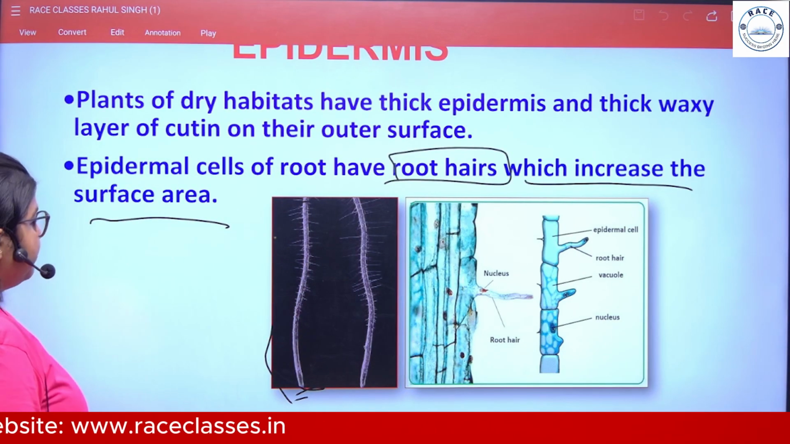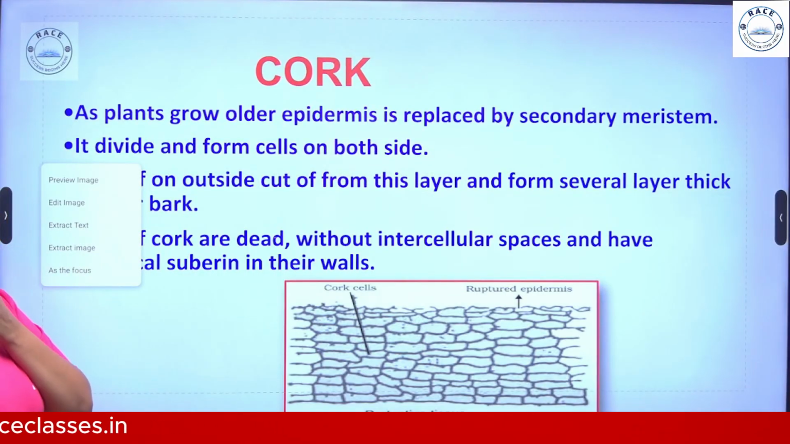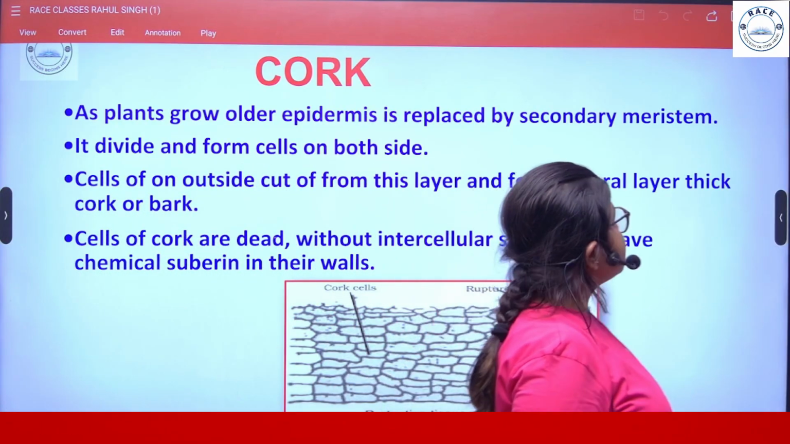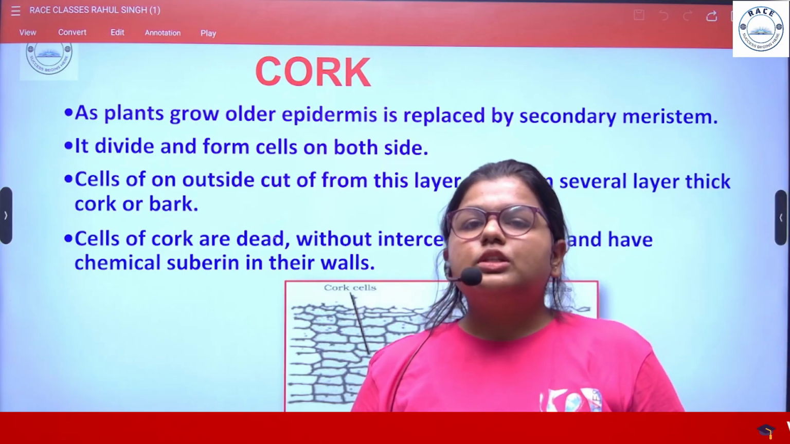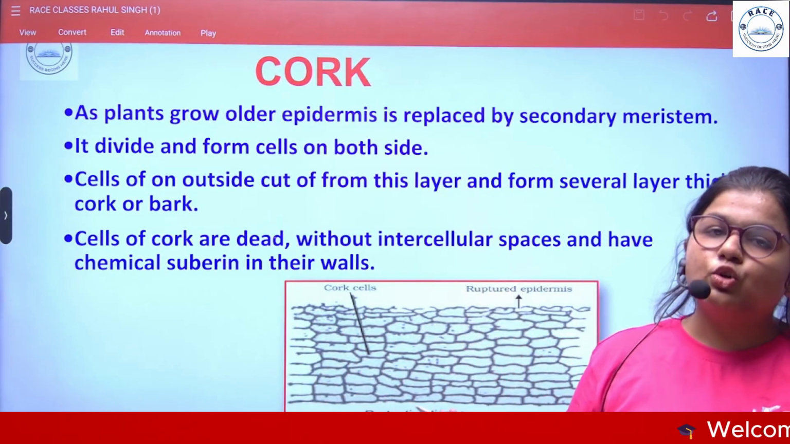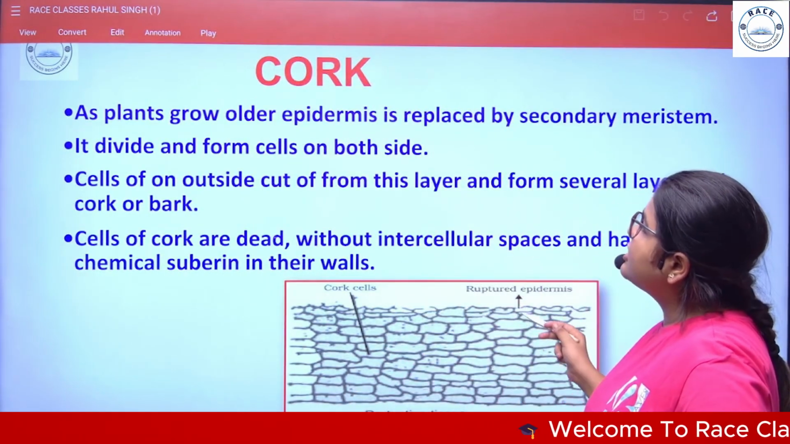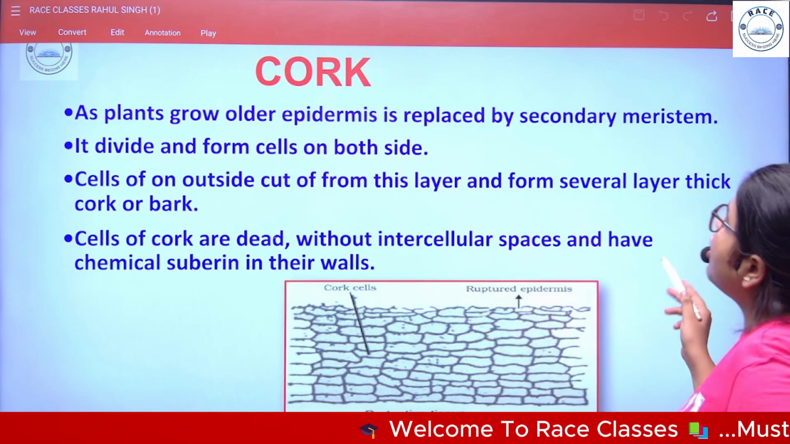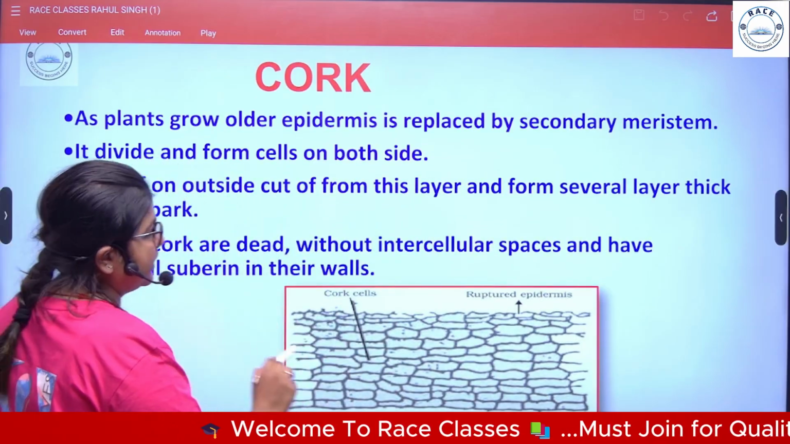Then cork. What is cork? As plants grow older, epidermis is replaced by secondary meristem. We've already talked about secondary growth, so the meristem which helps in secondary growth is known as secondary meristem. It divides and forms cells on both sides. Cells on the outside are cut off from this layer and form several layers thick cork or bark.